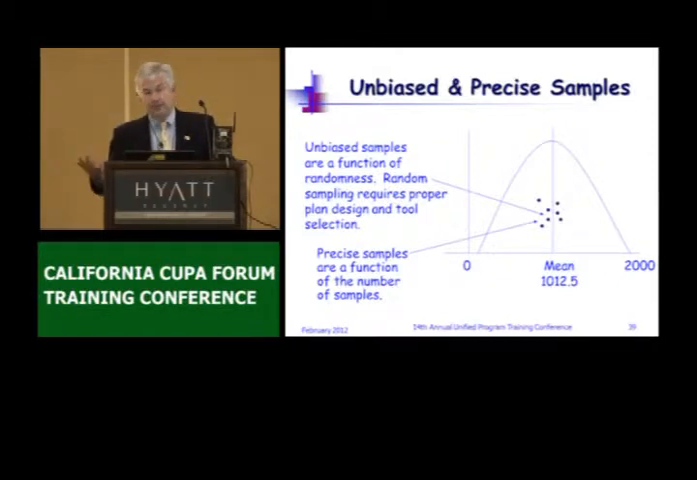So, unbiased and precise is a function of randomness, and you've got enough samples to where you're getting a good idea. Okay?